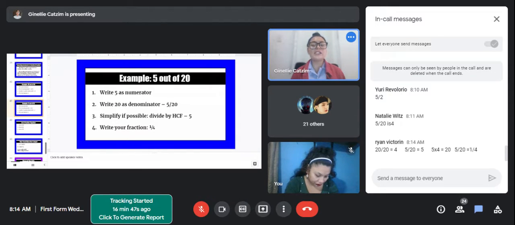And the third step, simplify if possible. In this case, we can simplify because the HCF of the two of them is 5. So if we divide the two amounts by 5, we get our fraction to be 1/4. Any questions? No, miss.